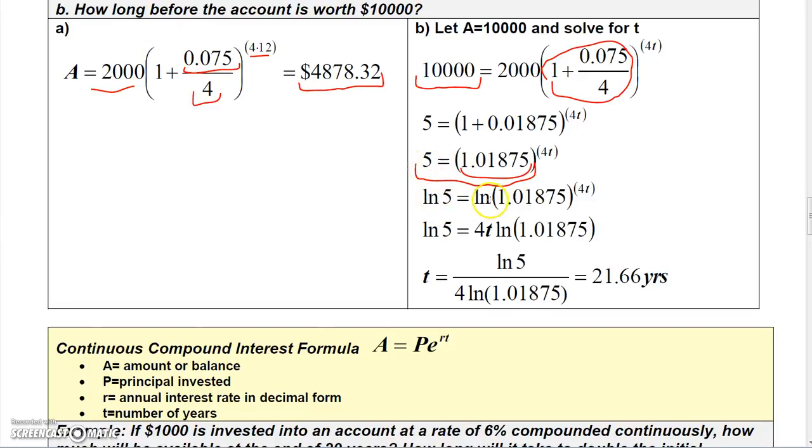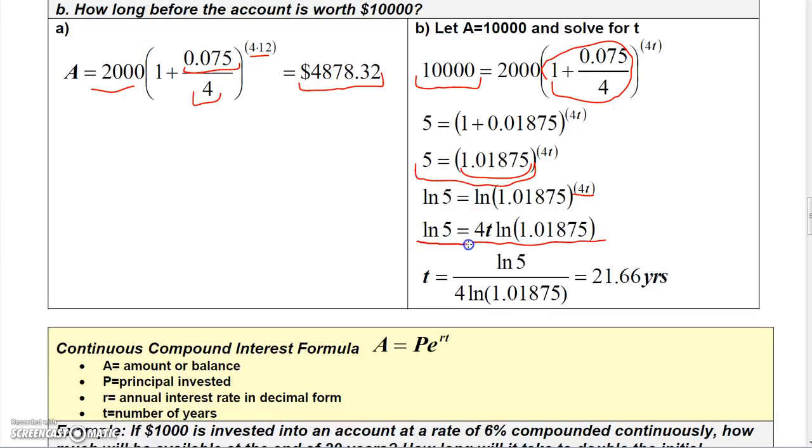Now I can take the natural log of both sides, so I have the natural log of 5 is equal to the natural log of this. Now this isn't a base e this time, so I can't just simply eliminate the base. I have to say, well, I can bring this down and say this is 4t times the natural log of 1.01875.